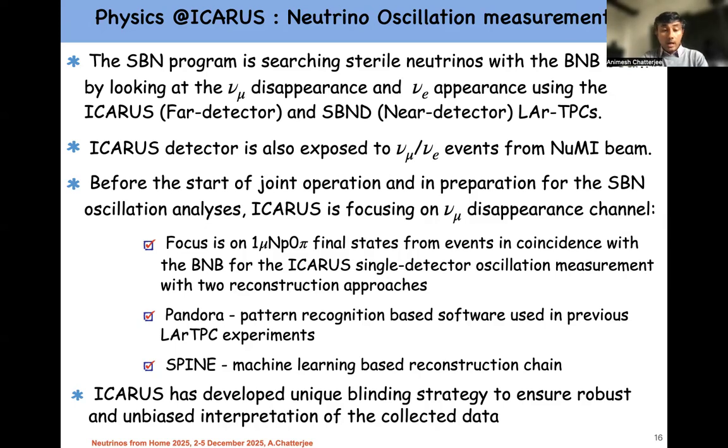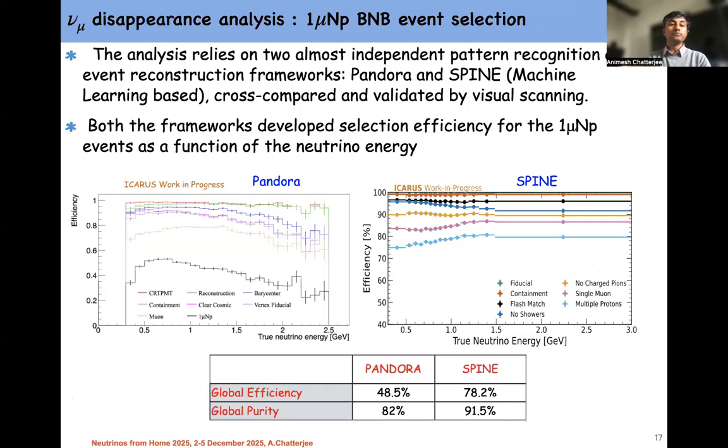Apart from the analysis, ICARUS has also developed a unique blinding strategy to ensure a robust and unbiased interpretation of the collected data. So, looking at the first analysis of the nu_mu disappearance channel coming from the BNB beam, the analysis was performed with two almost independent pattern recognition frameworks, both Pandora and SPINE.